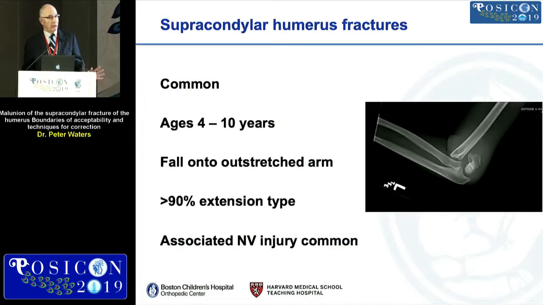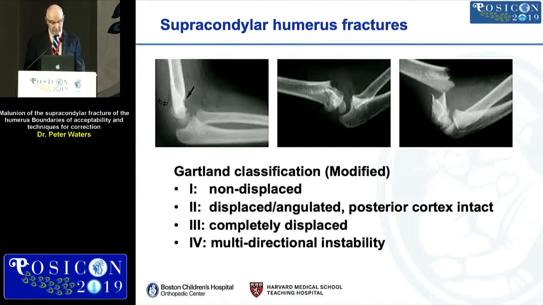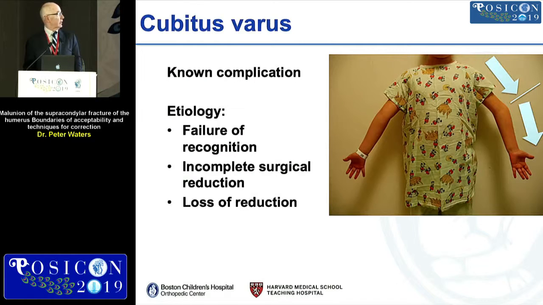So in any of the things that have been presented so far, obviously the goal is to treat properly acutely. As mentioned, get your alignment, get your fixation, get your healing. So we all know most of these are extension type injuries. Associated neurovascular injuries are pretty common. We know about the classification, and that guides our acute treatment without any question. And obviously our goal is to get healing.